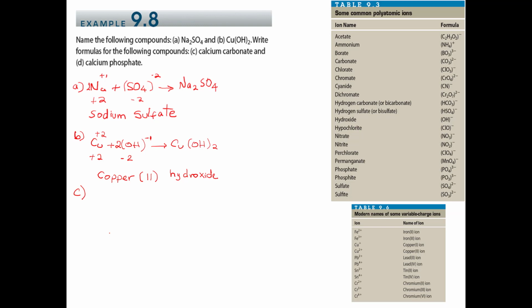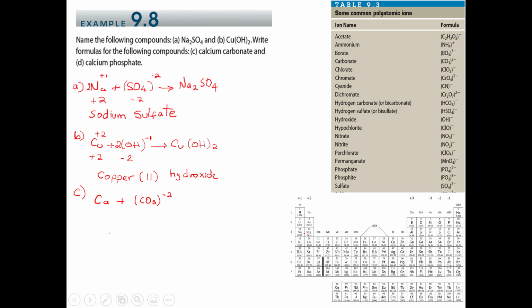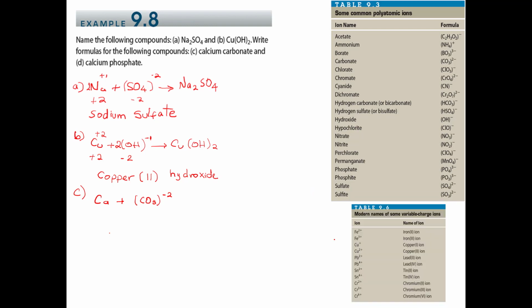Let's see part C. In this case, we want to write the formula of calcium carbonate. Let's write the equation, calcium plus carbonate. Carbonate is CO3, and this is -2. Now, what is the charge of calcium? To know, we will use the periodic table. Calcium is in the second group. This is why calcium is +2.